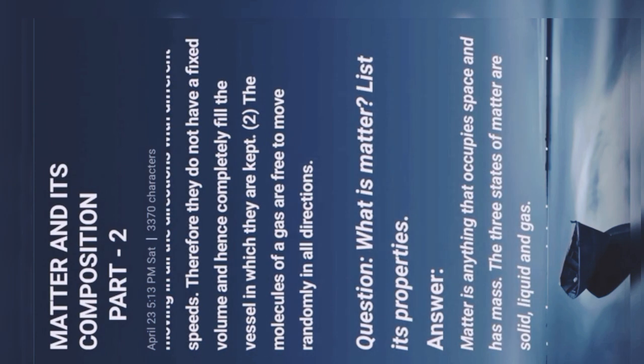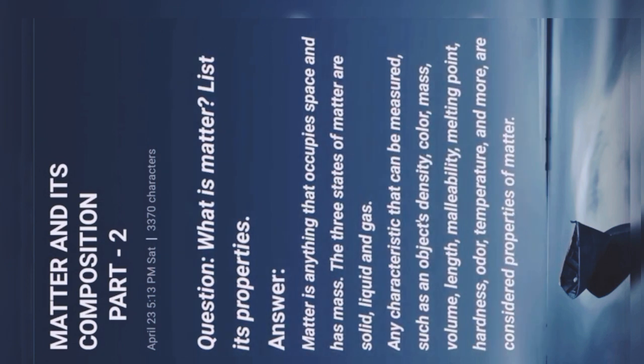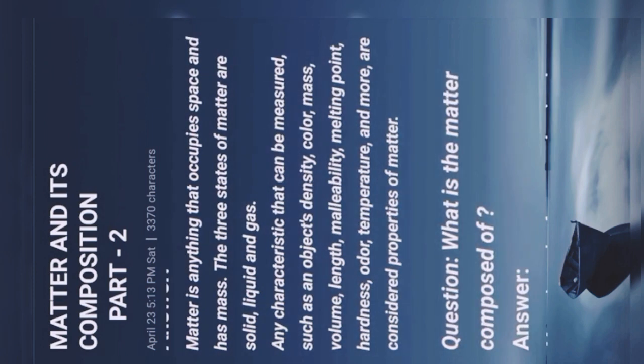Next question, what is matter? List its properties. Matter is anything that occupies space and has mass. The three states of matter are solid, liquid and gas. Characteristics of matter: any characteristics that can be measured, such as an object's density, color, mass, volume, length, mobility, melting point, hardness, odor, temperature and more, are considered properties of matter.